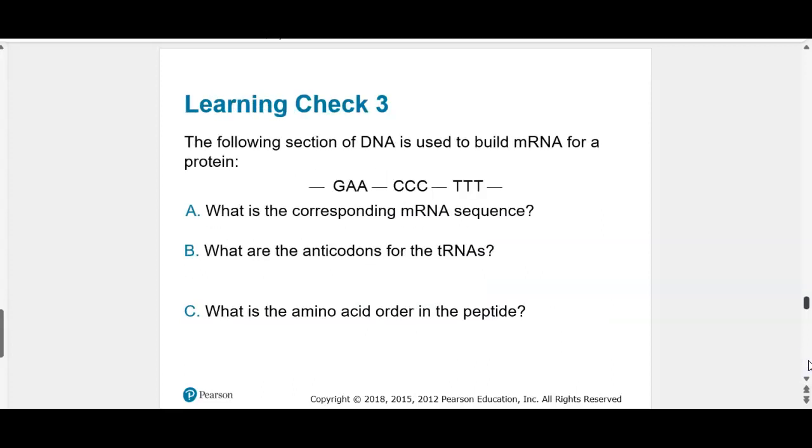Another learning check. The following sequence of DNA is used to build messenger RNA for a protein. What is the corresponding messenger RNA sequence? Well, we're going to assume that this DNA sequence is the template being used to build a messenger RNA. And so what's the corresponding messenger RNA sequence?